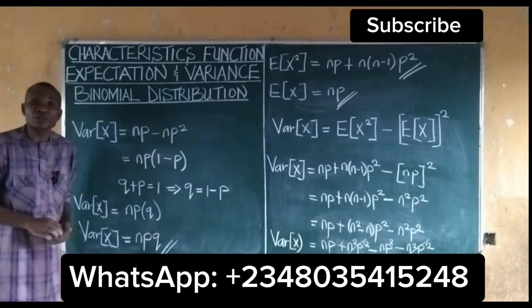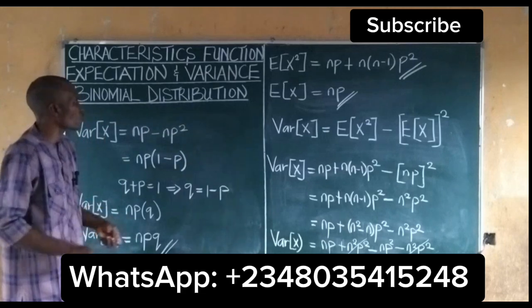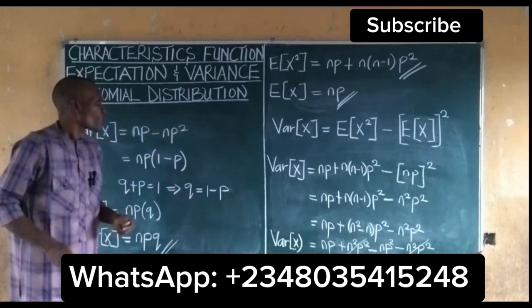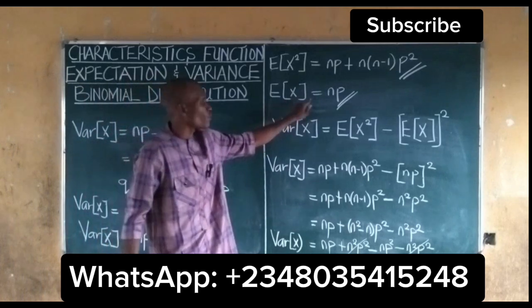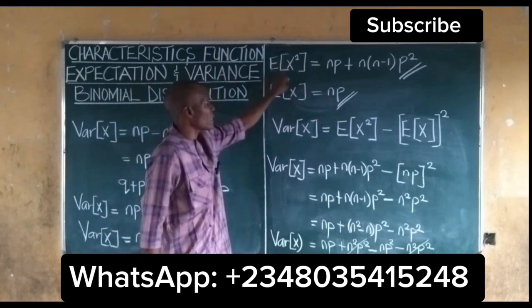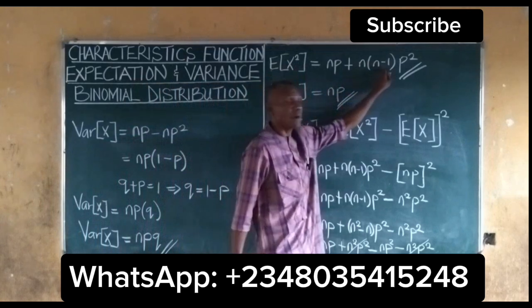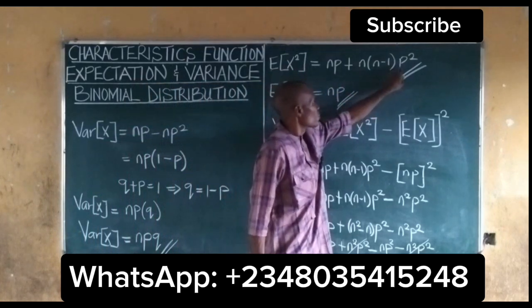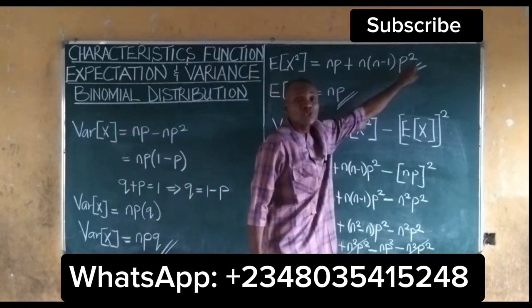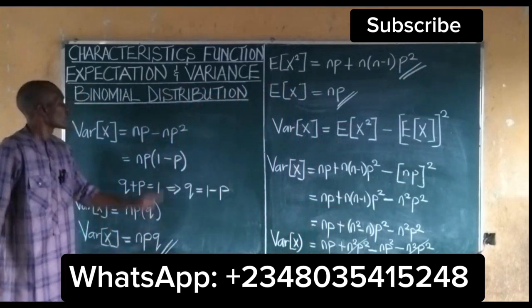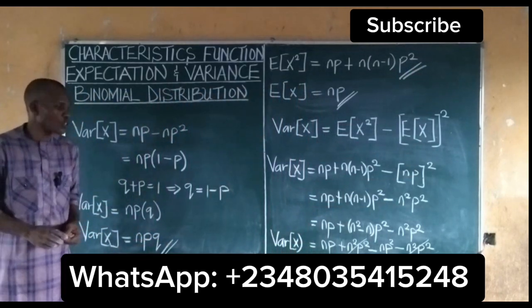So this is how to obtain the characteristic function for the binomial distribution. We have our expected value of x to be np. We have our expected value of x squared to be np plus n into n minus 1 multiplied by p squared. And we have the variance to be npq for that of the binomial distribution.